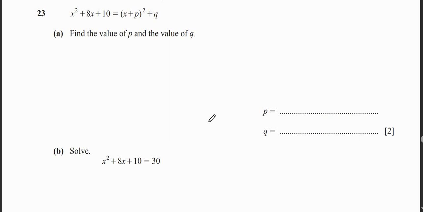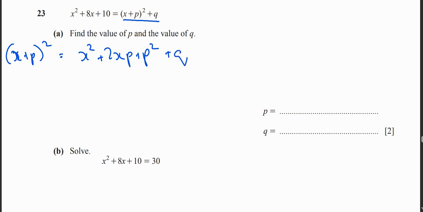It says x square plus 8x plus 10 is equal to (x plus p) square plus q. Do not get confused, just expand this thing. Don't do anything else, just expand it. So this becomes (x plus p) square, which is actually x square plus 2xp plus p square, plus q. Now write x square plus 8x plus 10.